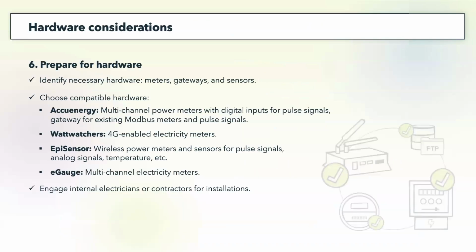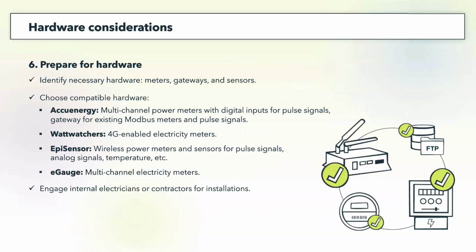All right, so now we are preparing to get this hardware that we determined that we need in place, right? And by hardware, I mean meters, gateways, and sensors. I've laid out here 4 different manufacturers that happen to be already compatible with our software, right? IQ Energy from Canada, they manufacture multi-channel power meters that also have digital inputs for pulse signals. Pulse signals can come from gas meters, heat or thermal meters, other power meters, water meters, etc.